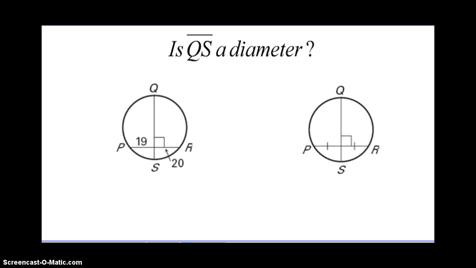So let's look at these 2 examples. Is QS a diameter? Well, in the first figure, we see that QS is perpendicular to the chord. In the second figure, QS is perpendicular to the chord, but there is a big difference between them. And what is that difference? Right, in this second one, the chord is being bisected. See, that's being bisected right there. But yet it is not in the first figure. So that is not actually a diameter. That would just be another chord.